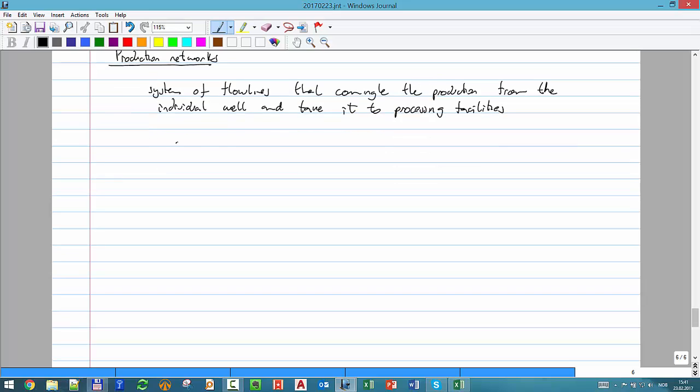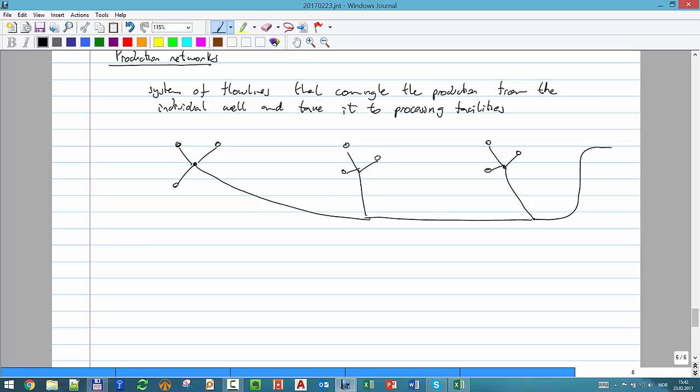And you have, for example, well 1, 2, 3, 1, 2, 3. Usually, if you are subsea, you try to drill them in clusters so they will be close enough. So you try to put these 3 together in a manifold, these 3 together also in a manifold, and these 3 together in a manifold. And then you have some flow lines that will take it further to the facility. So networks are especially relevant for subsea wells.